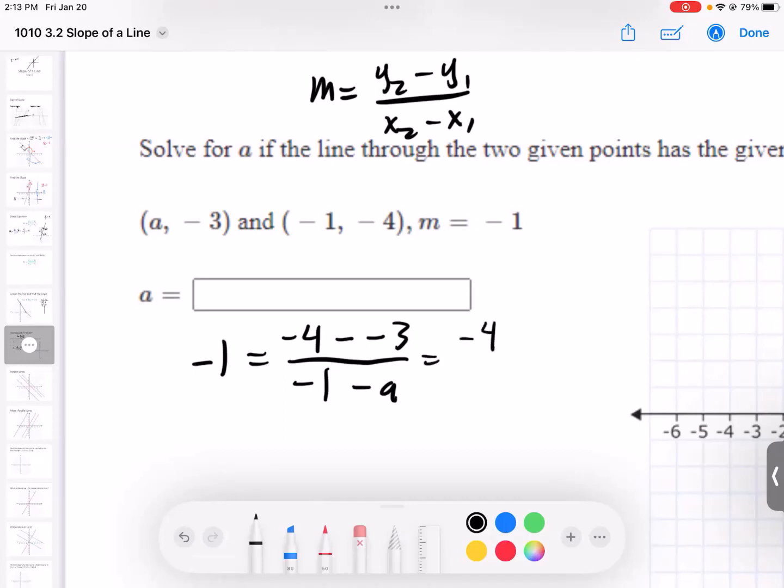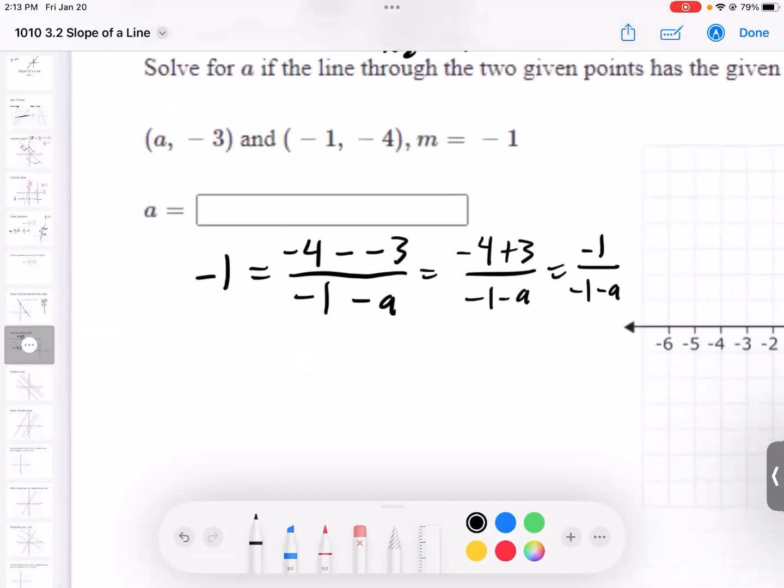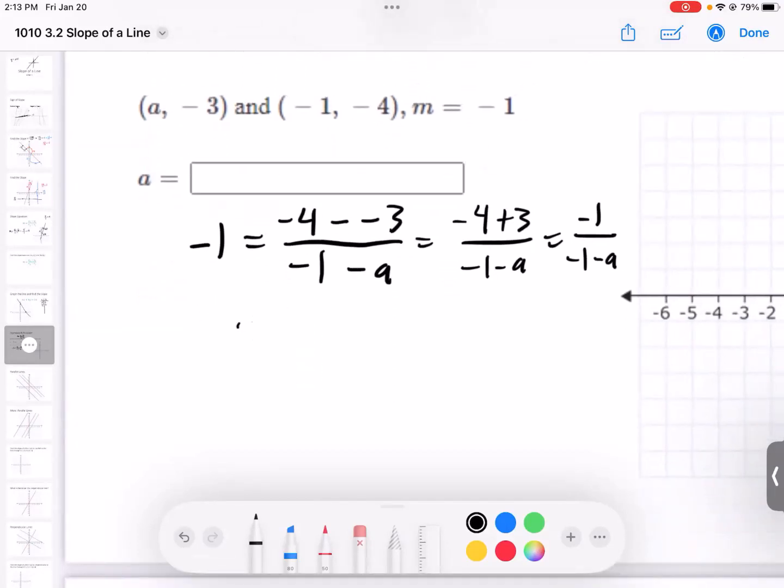So you could write this as -4 plus 3 over -1 minus a. And -4 plus 3, I think I heard someone say that, is -1. So you'd get -1 over -1 minus a, and that equals this -1. And so ultimately, we want to find out what a is. We're trying to find this missing x coordinate. And so essentially, you would solve this equation for a. So since I kind of have a long version of this equation, I'll rewrite it.